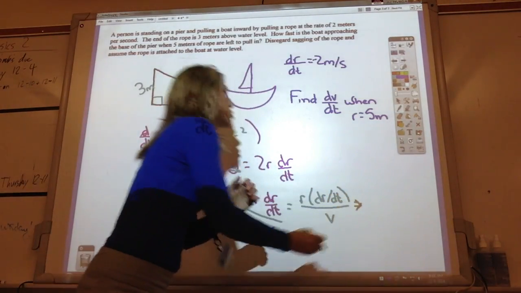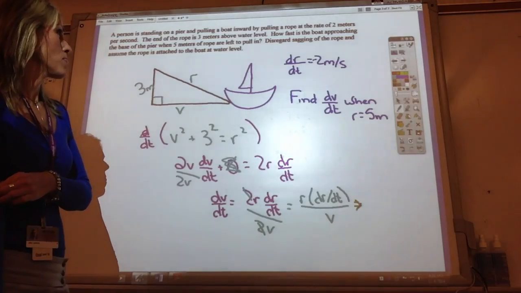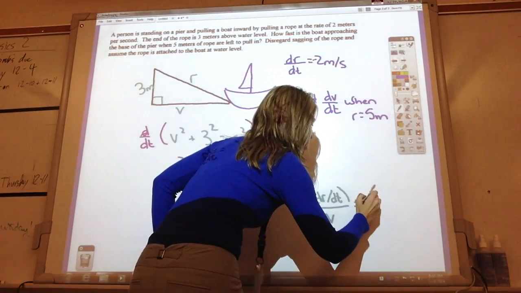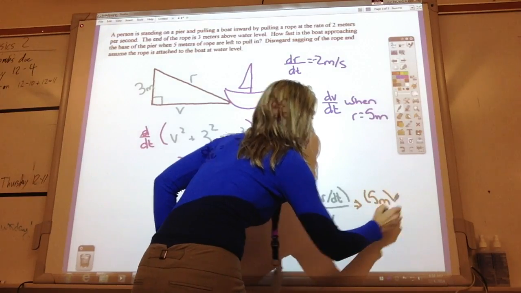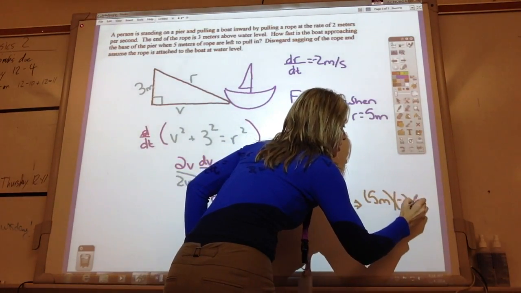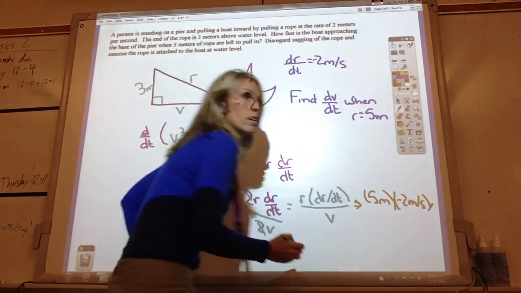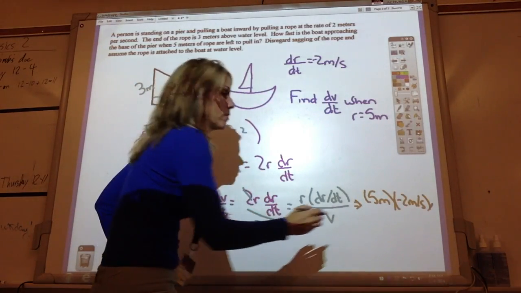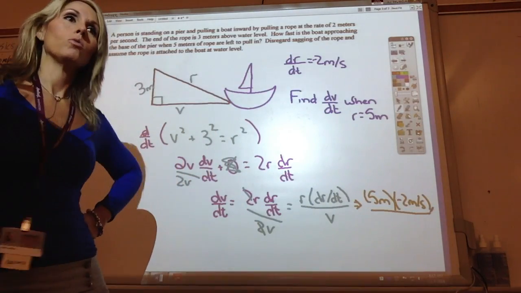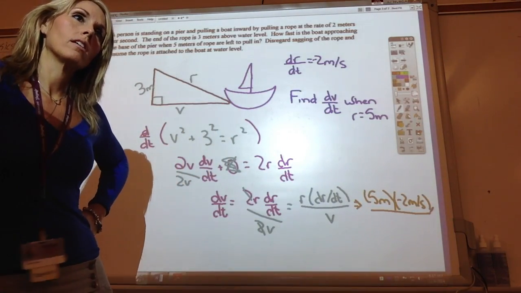Okay, so let's plug in the given information. R is 5 meters, and I'm going to put the units in. dr/dt. Do they give us B? Hmm? They give us B? No, they do not. Now let's go back to what did Logan say and why?